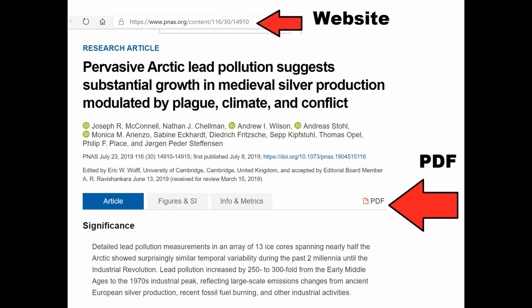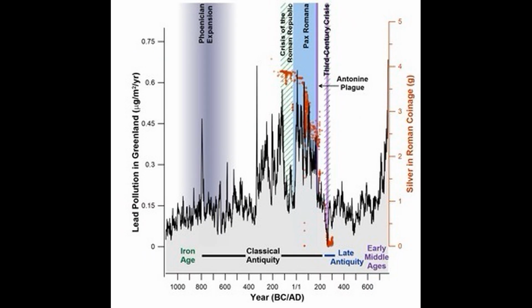Later studies have confirmed that Roman mining operations peaked during the early imperial period and declined sharply in the late 2nd century AD. This decline corresponds to the Antonine pandemic, a virulent form of smallpox which may have killed up to a third of the ancient population in affected areas.